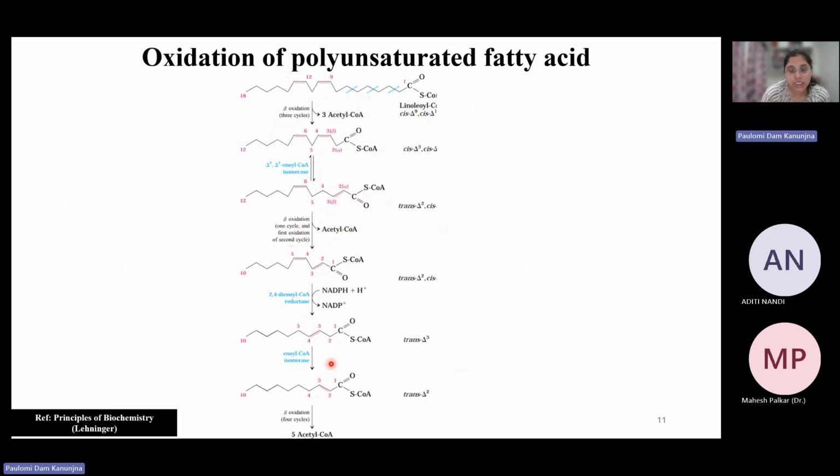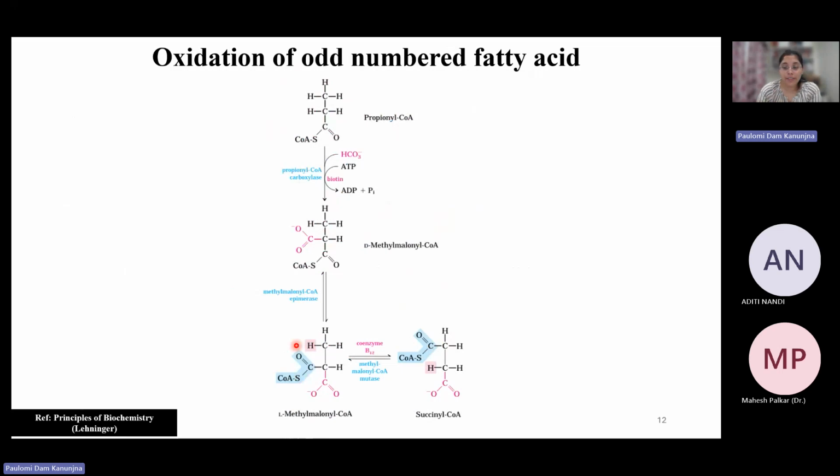Don't get confused. It's just that in the first step, you have isomerase, but because there are two back-to-back unsaturations, where there are two back-to-back double bonds, you also need a reductase, and then you again use this isomerase. Yes, a bit complicated, but I am sure you're understanding it. So when you are revising it, these are the things that you need to keep in mind.